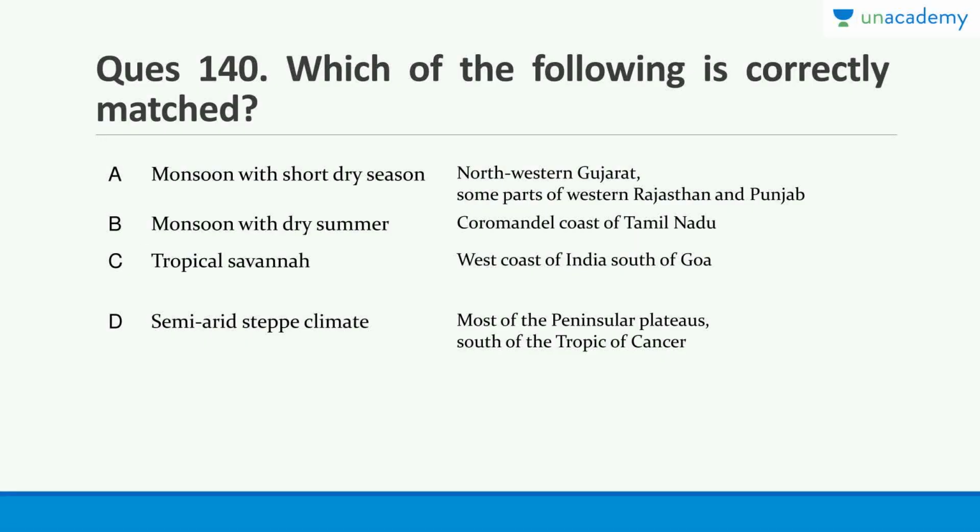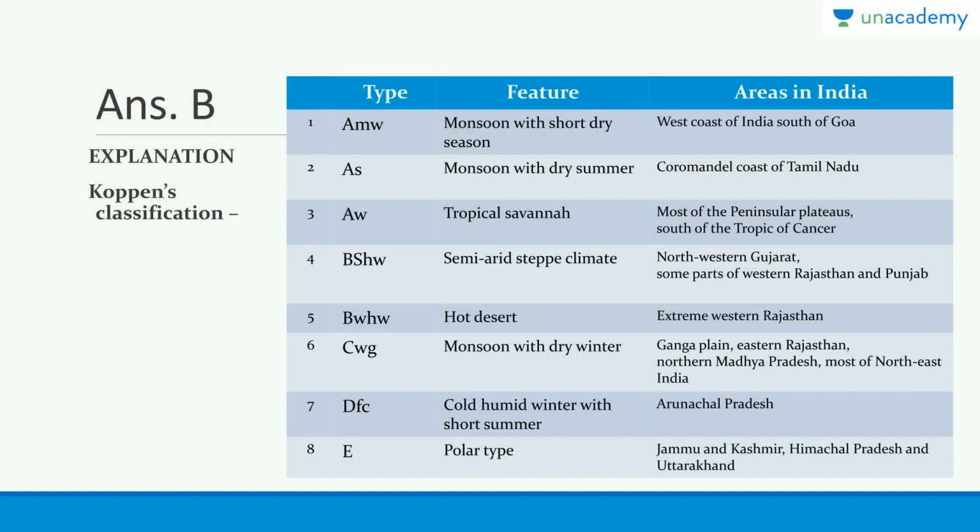Question number 140. Which of the following is correctly matched? So monsoon with short dry season is in northwestern Gujarat, some parts of western Rajasthan and Punjab. This is wrong. Monsoon with dry summer, Coromandel coast of Tamil Nadu. So B is correctly matched. Let's see this classification. This is called Köppen's classification. Amw, As, Aw, BSh w. So these are the codes, and these are the areas where it is found. So monsoon with dry summer is found in the Coromandel coast of Tamil Nadu.